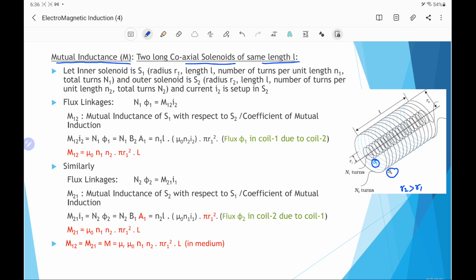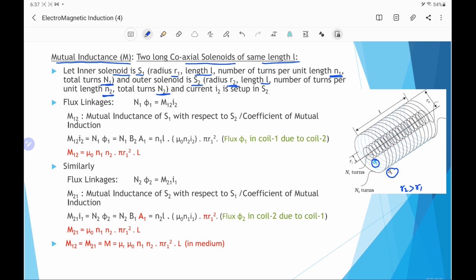Let the inner solenoid S1 have radius R1 and length l, because the length of both solenoids is equal, and number of turns per unit length in the inner solenoid is n1, while the total number of turns is capital N1. Similarly, for the second solenoid, which is the outer, having the larger radius R2, length is l, number of turns per unit length is n2, and total number of turns is N2.